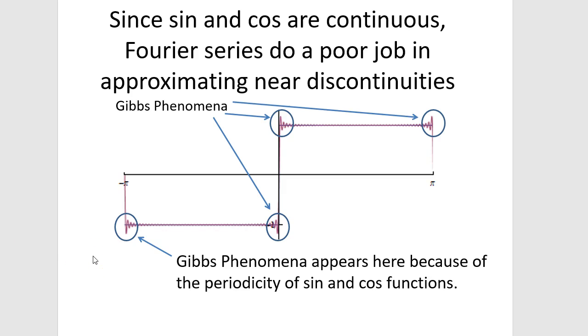Since sine and cosine are continuous, you can see that when the function has a jump, there is this thing called the Gibbs phenomenon that happens near these jumps. So here the purple graph is the Fourier series that tries to mimic our black graph, which is a step function. And as you can see, away from that jump, the truncated Fourier series does a pretty good job in approximating the function. However, whenever there is a jump, it has this thing called the Gibbs phenomenon.